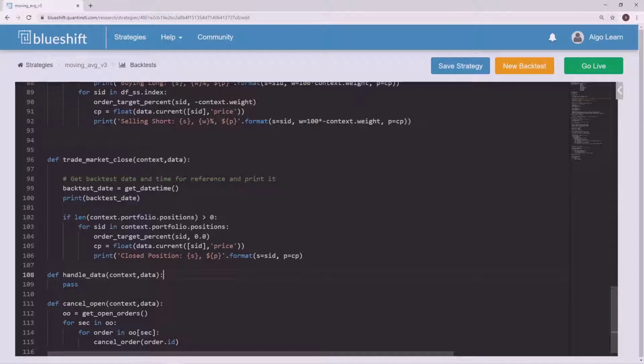And then, of course, at the end of the day, when all is said and done, we're going to see if we have any open orders. And if for some reason some open order did not place, we're going to just cancel it.